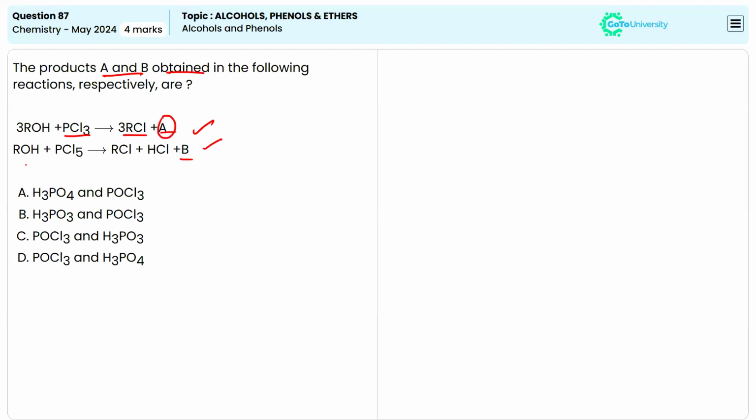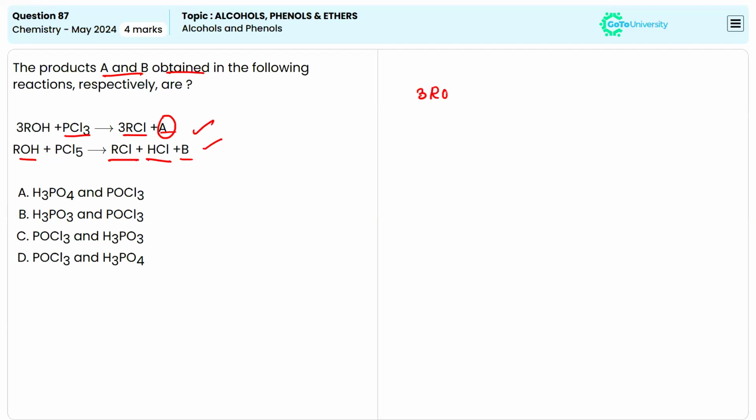And another reaction is the same alcohol. It is not given whether it is primary, secondary, or tertiary. So the alcohol is again reacting with PCl5, that is the phosphorus pentachloride, and they are producing the alkyl chloride along with HCl and some other product B. So we have to know the complete reaction. Okay, first let us consider the first reaction.